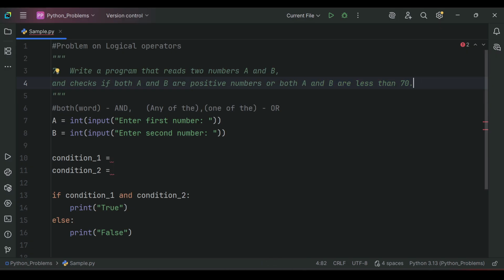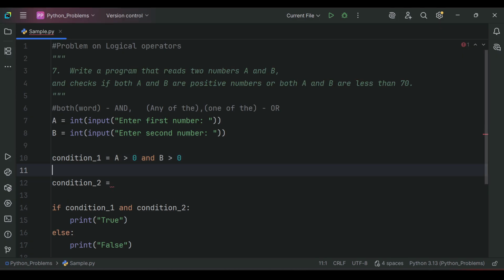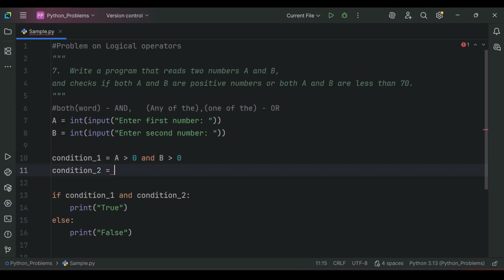What is the first condition? A and B are positive numbers. A number is said to be positive if the number must be greater than 0. That means A is greater than 0 and B is greater than 0. This is the first condition.